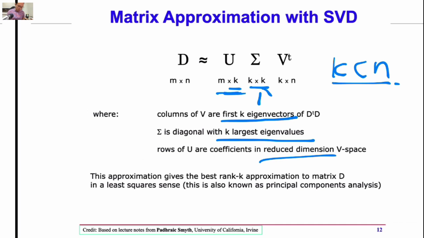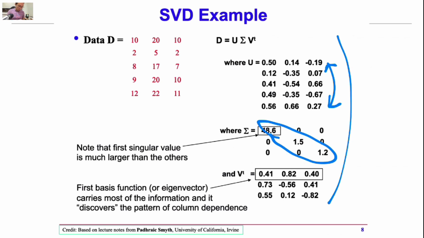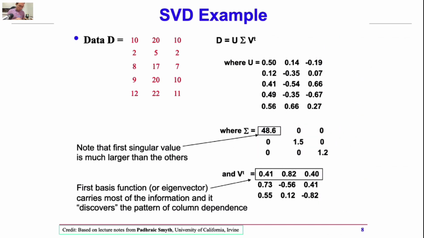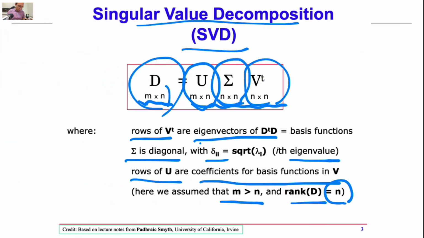So for example, in this example, we use just k equals 2, and then for U we take just this, for sigma we take this, and for V we take this, and this is the rank k approximation.